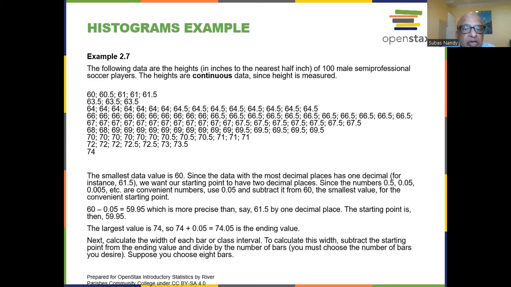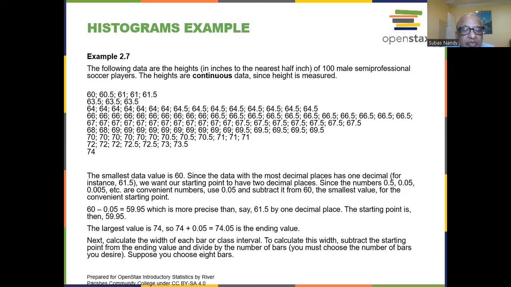The following data are the heights in inches, to the nearest half inch, of 100 male semi-professional soccer players. The heights are continuous data since height is measured. The smallest data value is 60. Since the data with the most decimal places has one decimal, for instance 61.5, we want our starting point to have 2 decimal places. For convenient numbers, use 0.05 and subtract it from 60, the smallest value, for the convenient starting point.